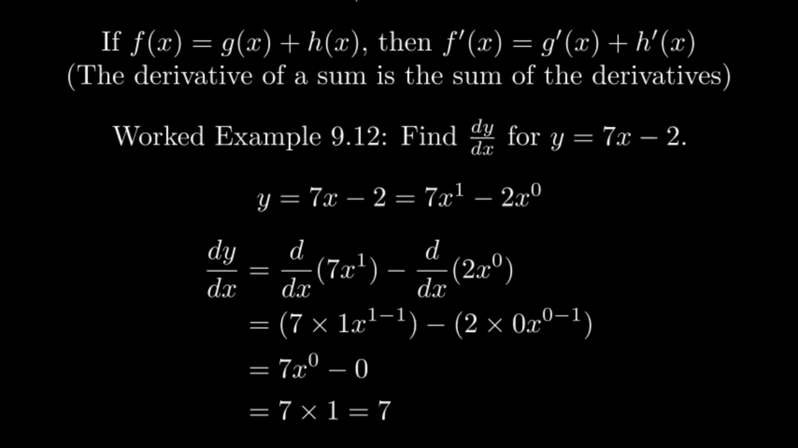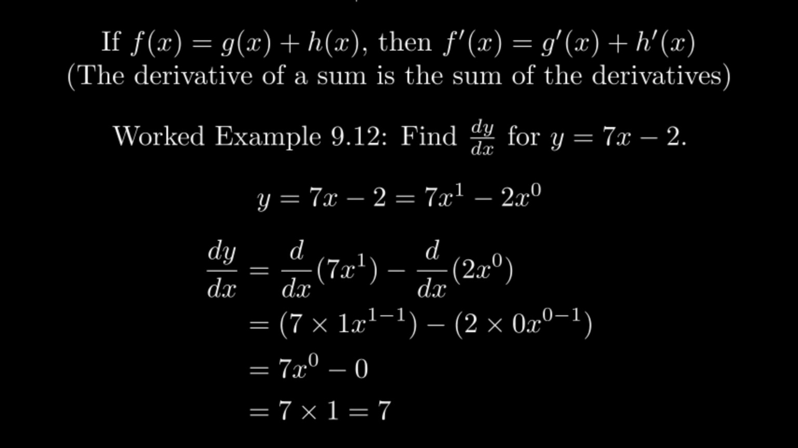Now we differentiate term by term. The derivative of 7x to the 1 is 7 times 1 times x to the 0, which is just 7. The derivative of 2x to the 0 is 2 times 0 times x to the negative 1. Since we're multiplying by 0, the whole term becomes 0. So our derivative is 7 minus 0, which is just 7.